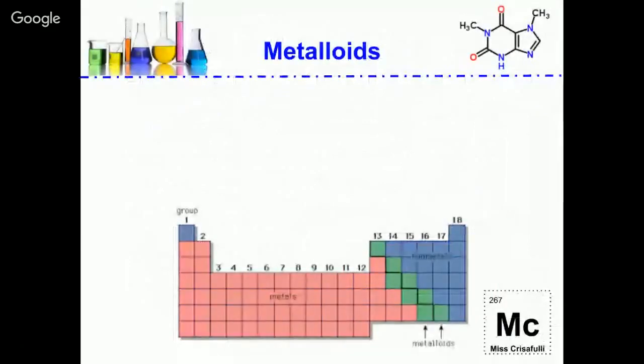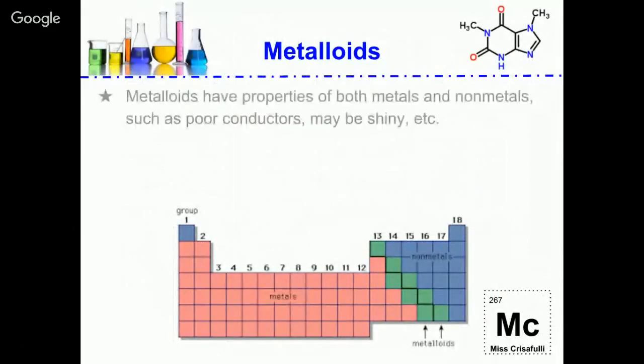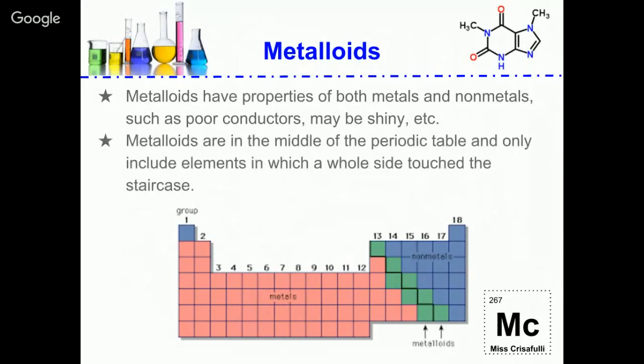And then we have these guys, which are the metalloids. The metalloids have properties of both metals and nonmetals, such as they're poor conductors, but they might be shiny. And they're also found in the middle of the periodic table and only include elements where a whole side is touched by that staircase. So here is a picture of the periodic table where your metalloids can be found. So there are 8 of those.